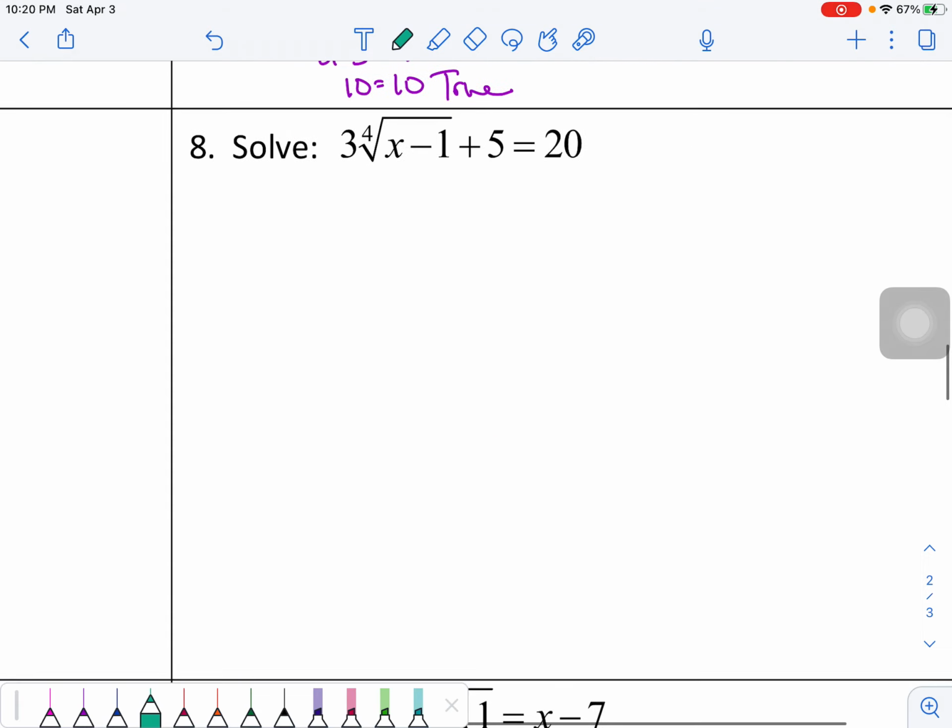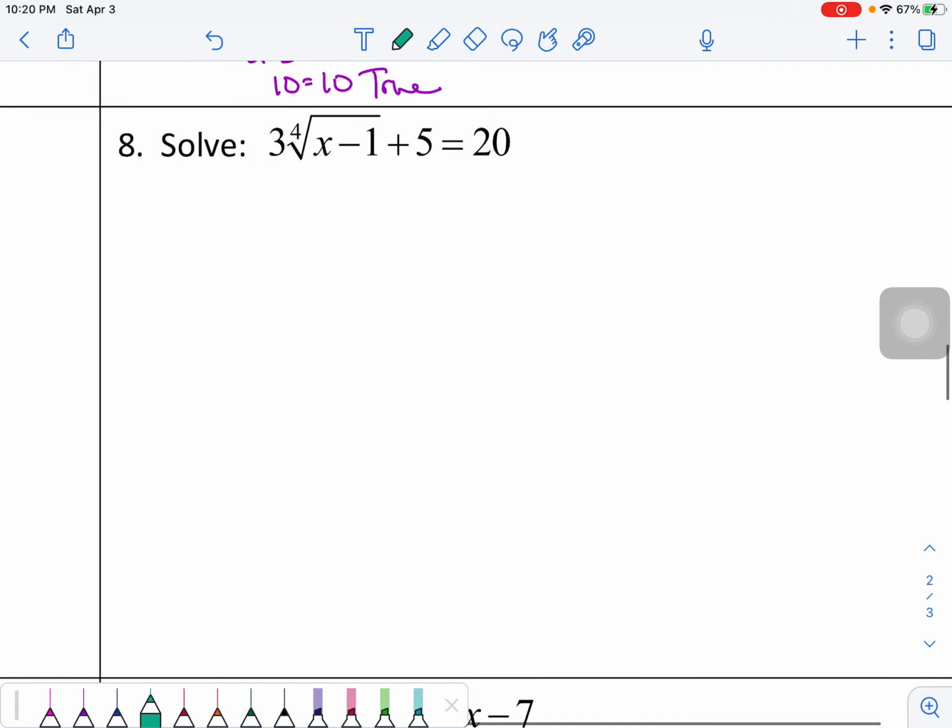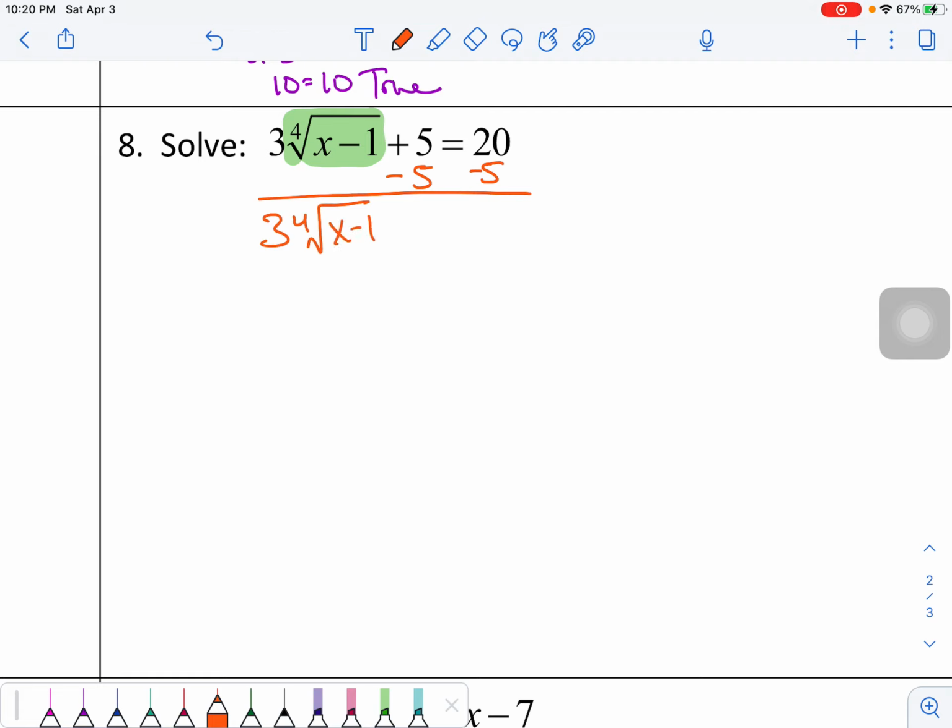All right, last one for this video is going to be problem number 8. So find the radical, in this case, the fourth root. And the other stuff that's attached to it needs to go. So we're going to subtract 5. So 3 times the fourth root of x minus 1 is equal to 15. I'm going to divide both sides by 3. So now I've got the fourth root of x minus 1 is equal to 5.